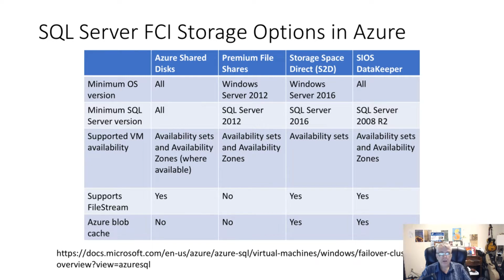The other option, which has been around a little bit longer, is the Azure Premium Files share. Azure offers a service where you can have hosted SMB file shares. Azure manages the file shares. You can enable redundancy of the file share so that your storage is highly available, distributed across availability zones. And you can use an SMB share for building a SQL Server FCI. It does require at least Windows Server 2012 and SQL Server 2012. You can span availability zones or availability sets. However, it doesn't support file stream or the Azure Blob Cache.